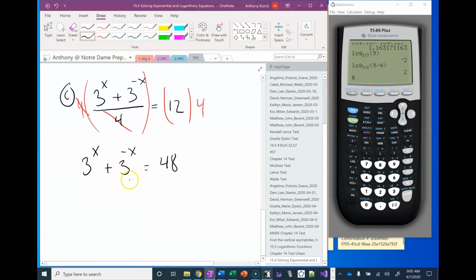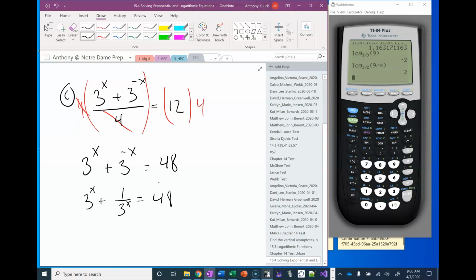Now remember that 3 to the negative x, that a negative exponent just really means a reciprocal. So we have something like this. Now this looks a little bit like a rational function that we just got done dealing with, right? Because I have a variable in the denominator of my fraction. So what I'm going to do, just like I would do with rational functions, is I'm going to kind of clear the fraction here.